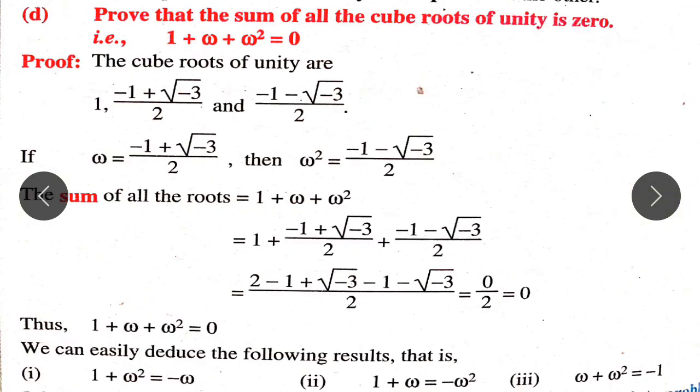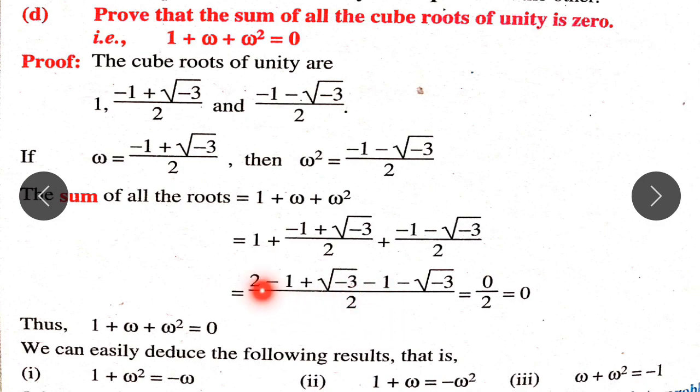Okay. Next, prove that the sum of all the cube roots of unity is 0. It means that if you add all these 3 cube roots of unity, it will result in 0. Like 1 plus omega plus omega square will give 0. Let's add this 1 and omega. The value of omega is minus 1 plus root minus 3 divided by 2, and omega square is minus 1 minus root minus 3 divided by 2. Since there is an addition sign between these 3 terms, we can take the LCM here.